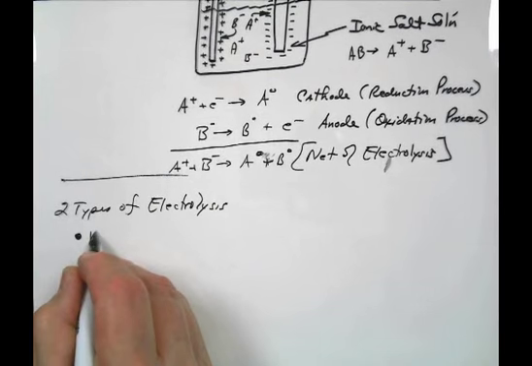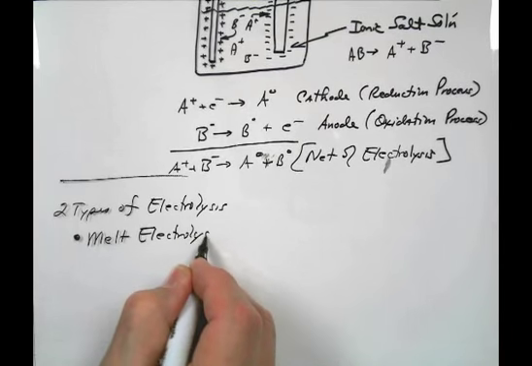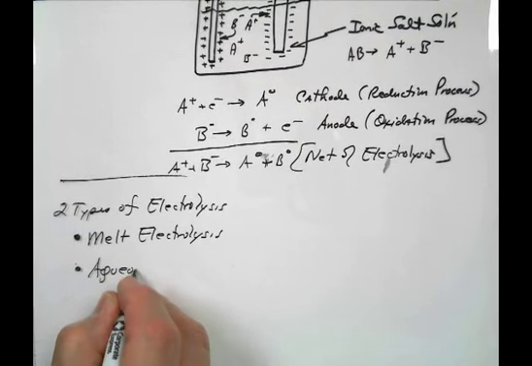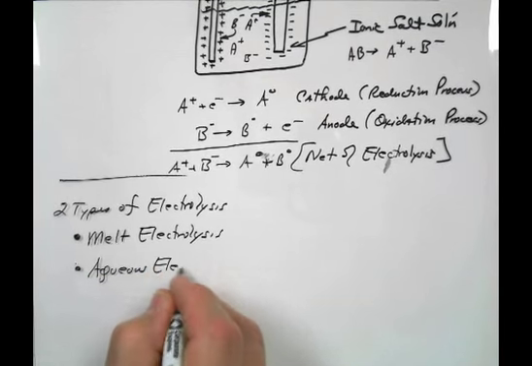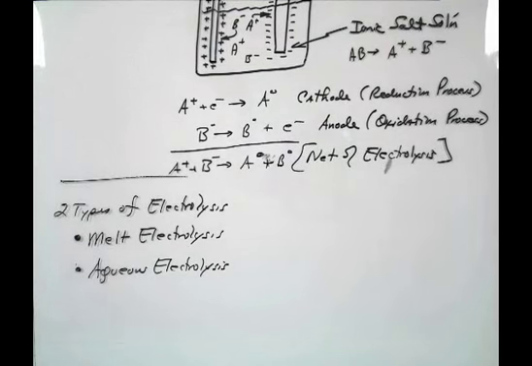One, you have melt electrolysis, and two, you have aqueous electrolysis. Salts can be melted in large quantities, and in the process of melting, this frees up the ions to float around randomly, and if you put electrodes in there with the ions, they will undergo oxidation and reduction.